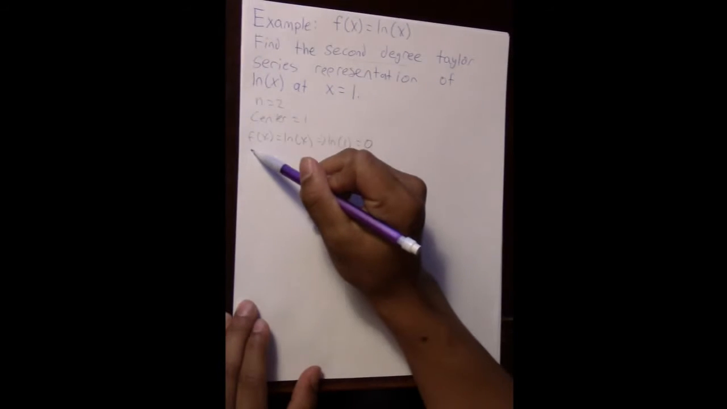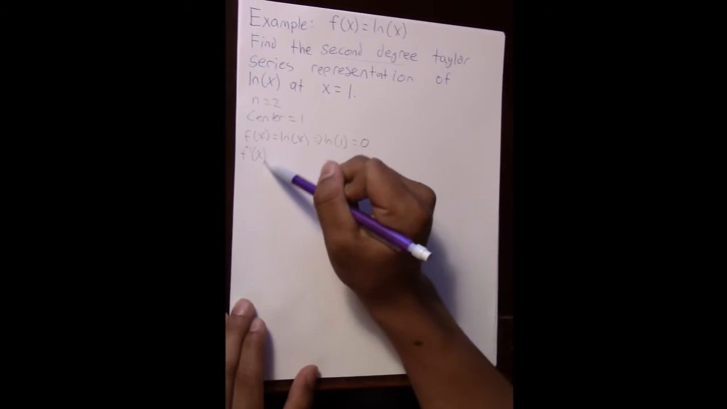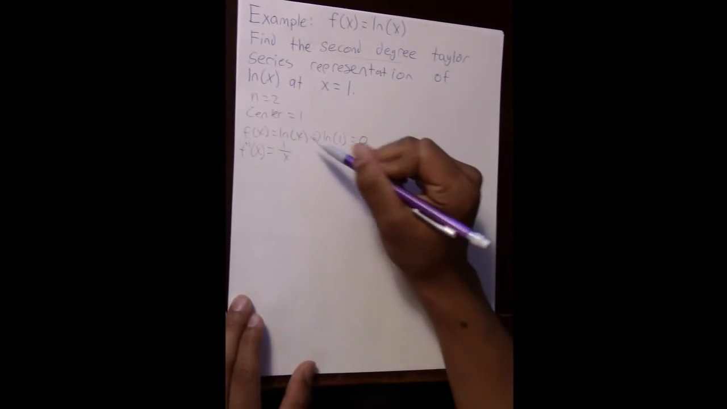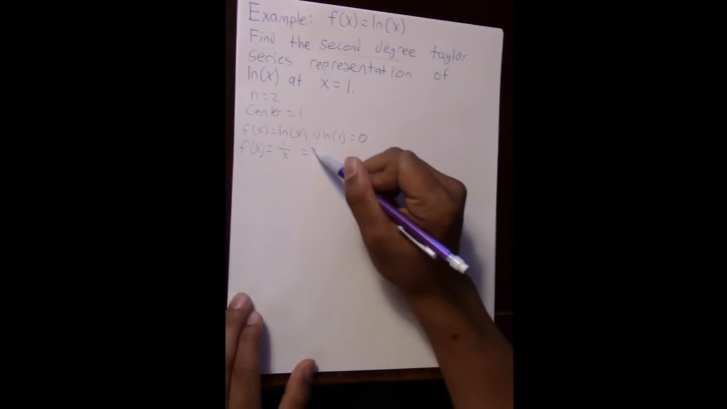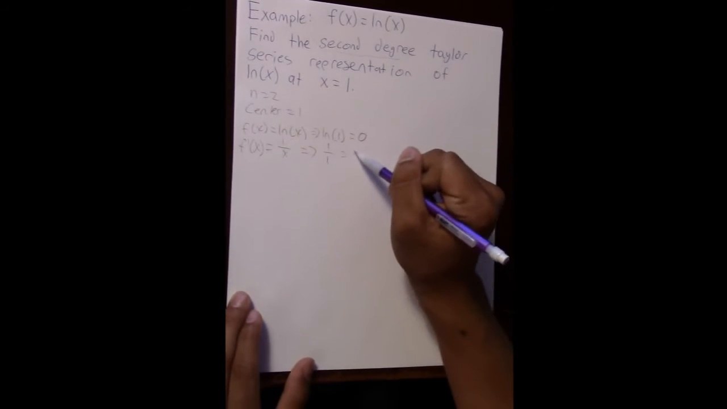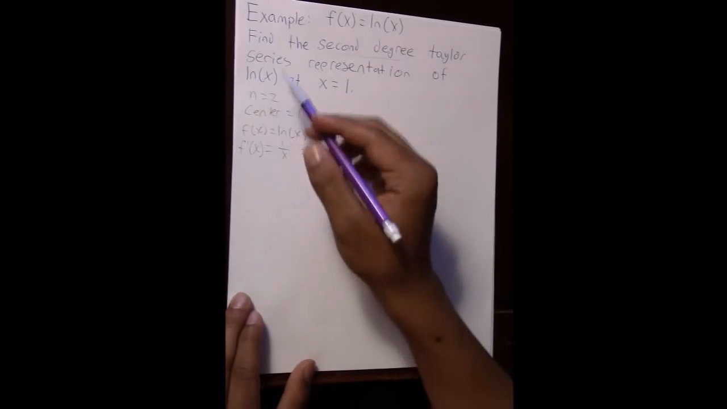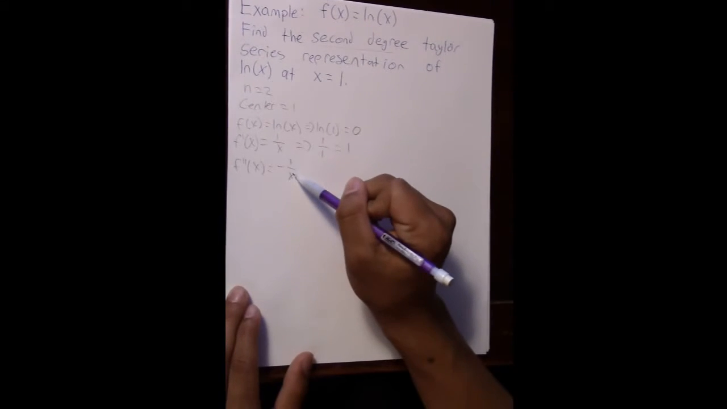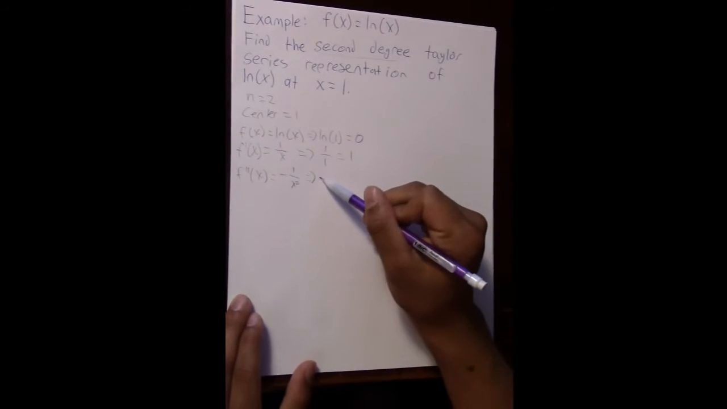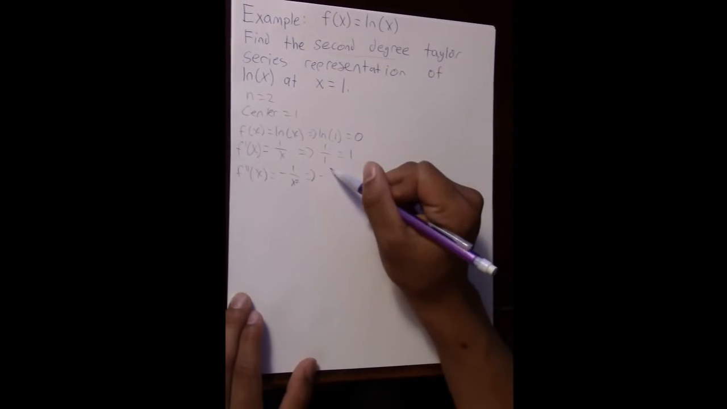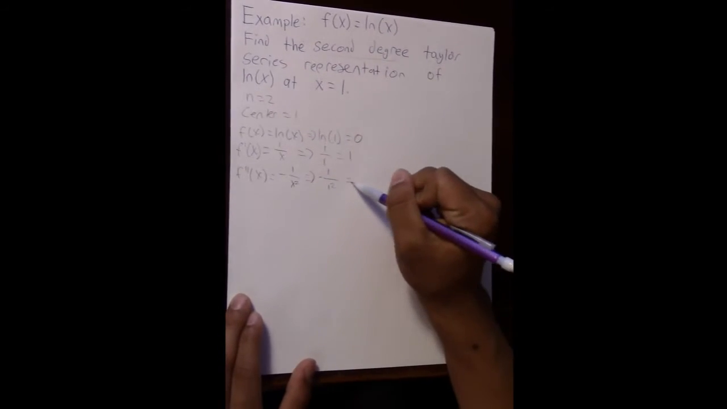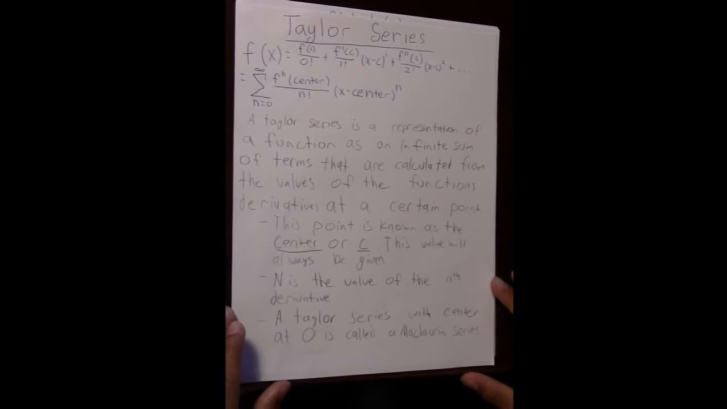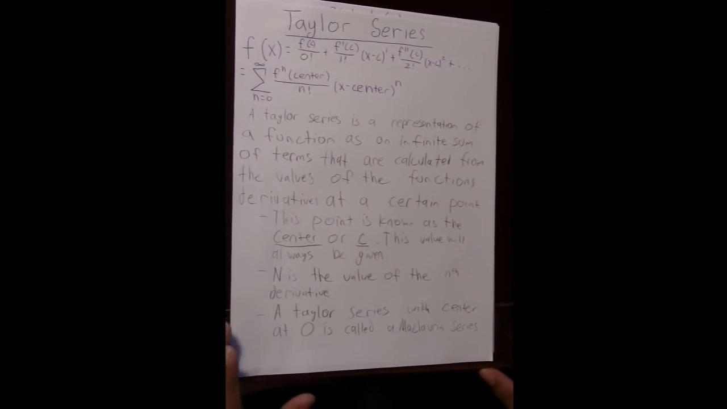Second, we have f prime of x equals 1 over x at x equals 1, which is equal to 1 over 1, which is equal to 1. And finally, we have f double prime of x equals minus 1 over x squared, which at x equals 1 is equal to minus 1 over 1 squared, which is equal to minus 1. So now we have all the information we need to solve for the Taylor series representation of f of x.